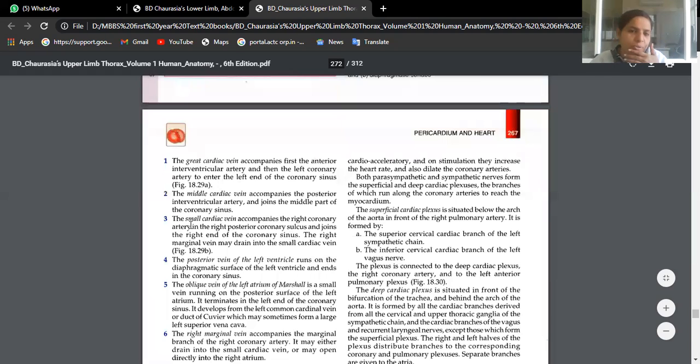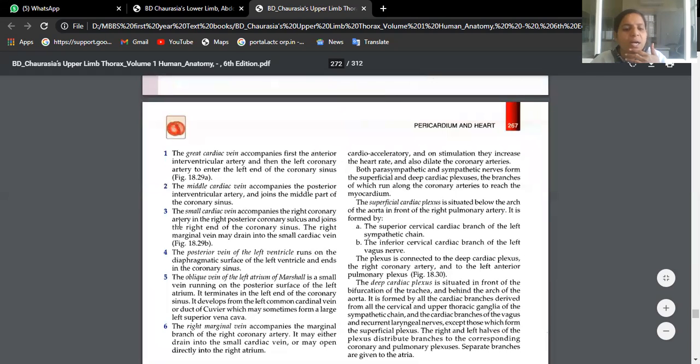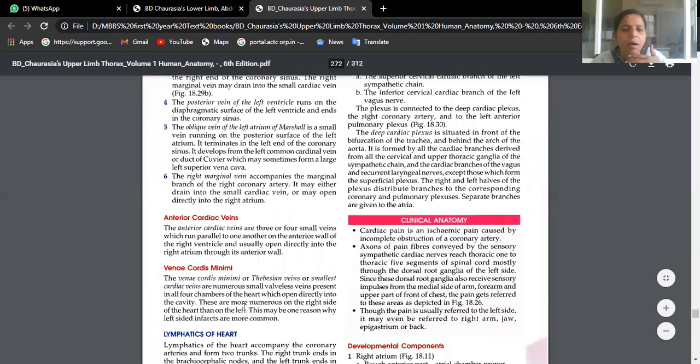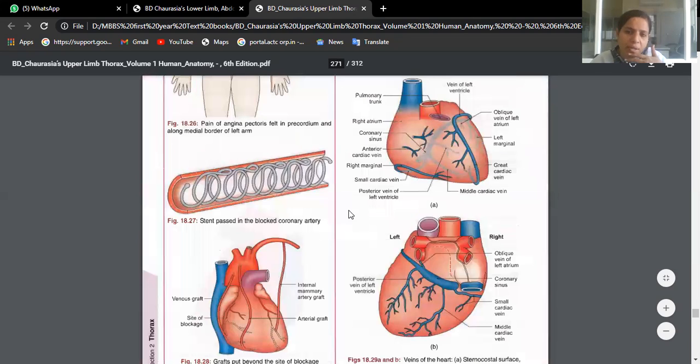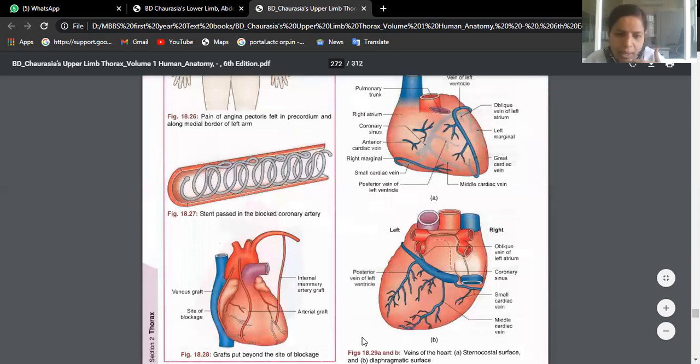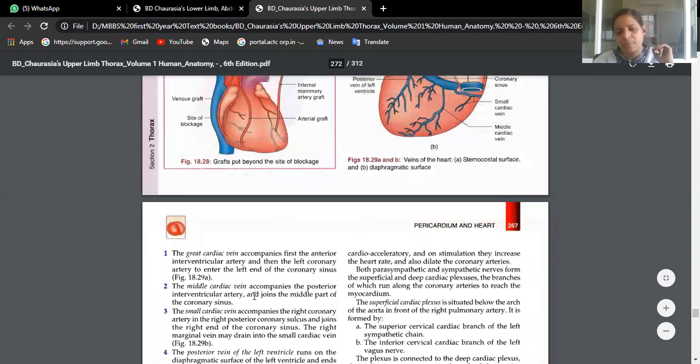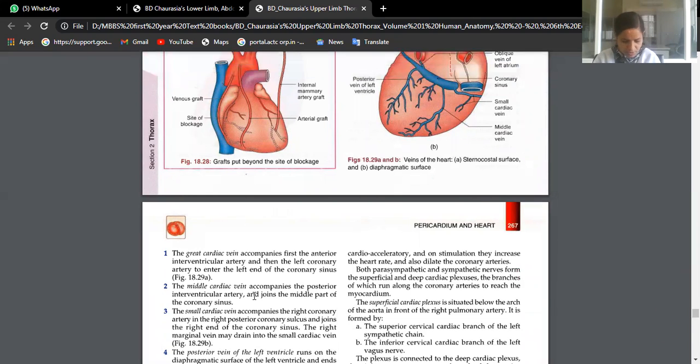All these veins you should write: great cardiac vein, middle cardiac vein, small cardiac vein, posterior vein of left ventricle, oblique vein of the left atrium of Marshall, and right marginal vein. All these veins are opening in the coronary sinus. They will be accompanying their corresponding arteries. Okay? Then, what is the next question from thorax? Internal mammary artery. What is the other name of internal mammary artery?